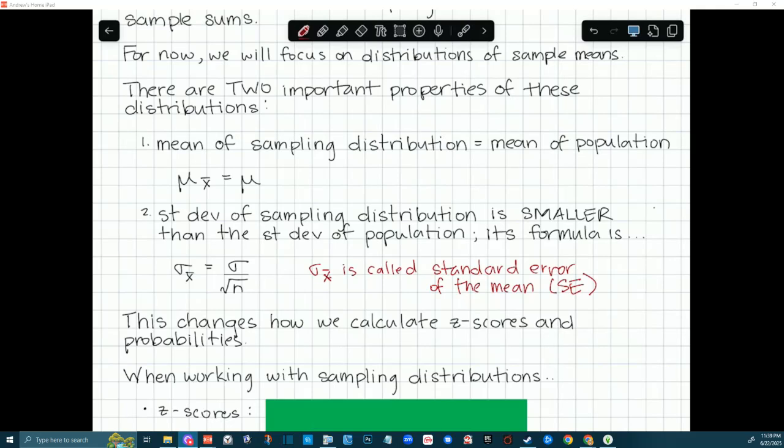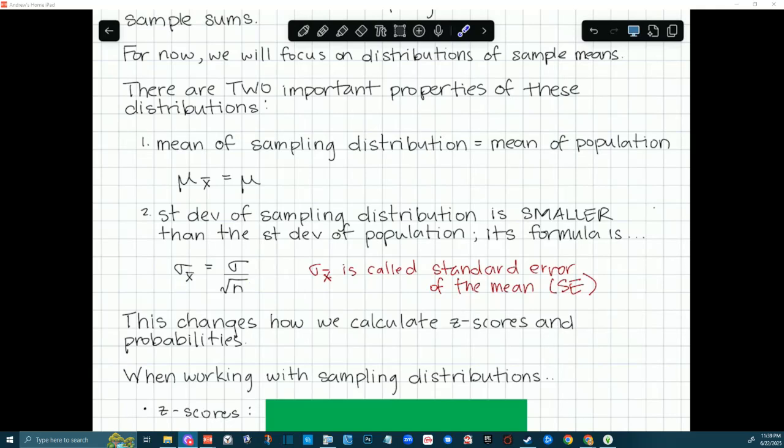So you'll sometimes see standard error instead of standard deviation, and if you see standard error, you know you're talking about a sampling distribution instead of a list of raw data. So the standard error for the mean is equal to the standard deviation of the population divided by the square root of the sample size.